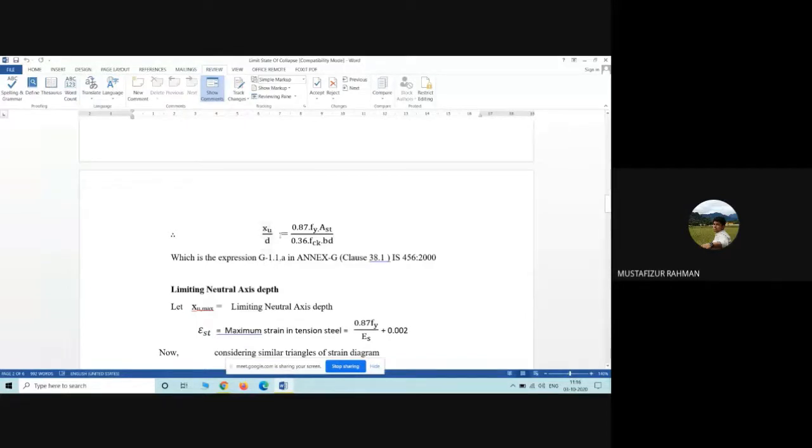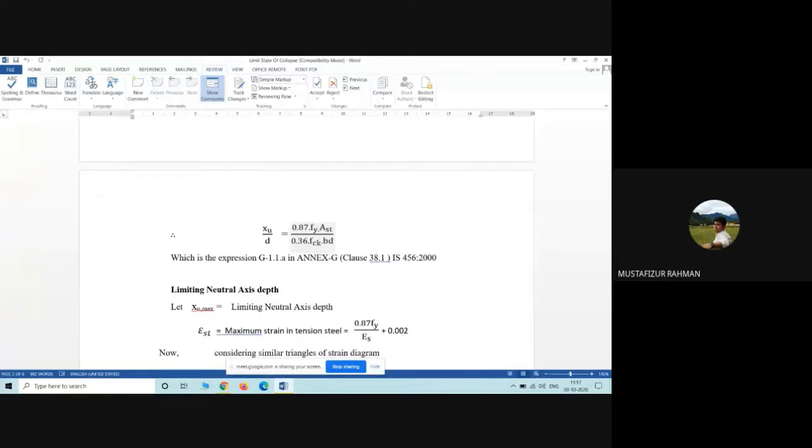Now, when we are considering this expression, we are not considering whether the stress in concrete reaches the ultimate value and the stress in steel reaches the ultimate value. Both values may be below the ultimate value, or one of these two may be below the ultimate. Now, if both stresses reach the ultimate value, that means the stress in concrete reaches fck and the stress in steel reaches fy, then that is the critical situation.